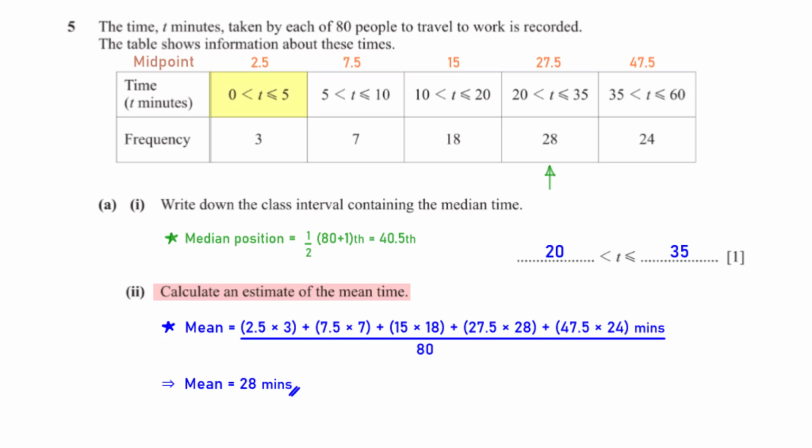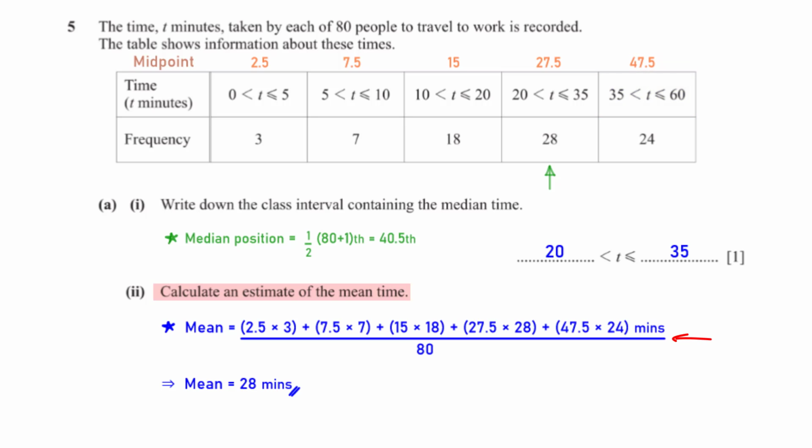So for the first interval, the midpoint is 0 plus 5 divided by 2, which is 2.5. Then we have 5 plus 10 divided by 2, which is 7.5. 10 plus 20 divided by 2, which is 15. 20 plus 35 divided by 2, which is 27.5. 35 plus 60 divided by 2, which is 47.5.